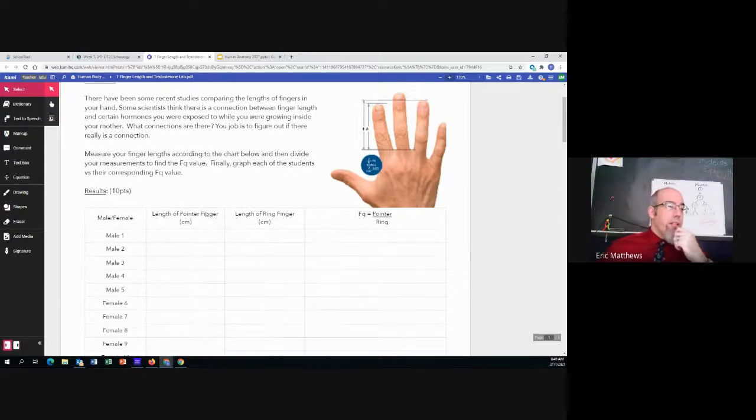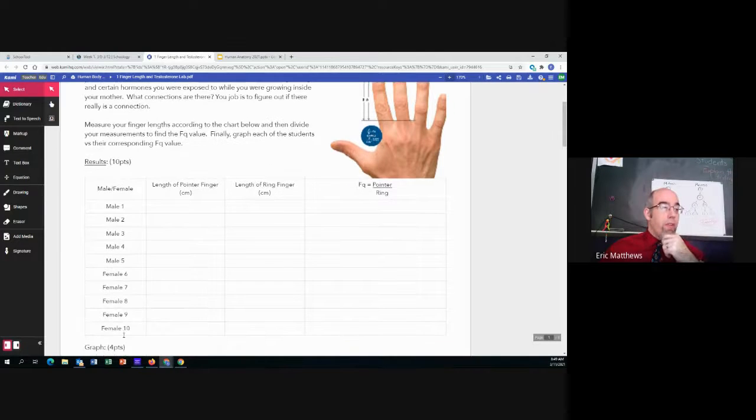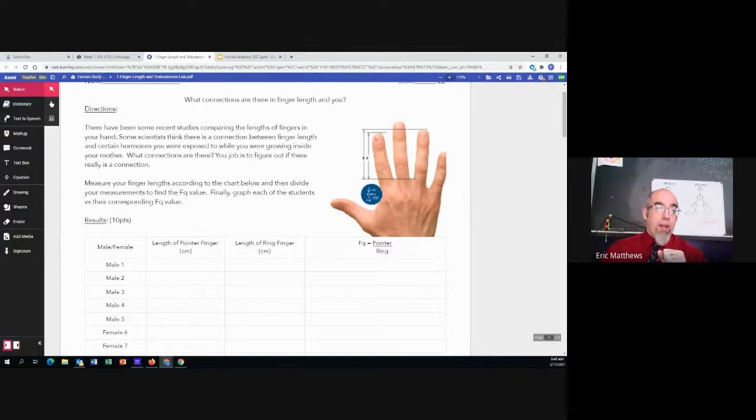What you're going to be doing is we're going to need 5 males and then 5 girls. We're going to be measuring the length of the pointer finger, the first finger, and the length of the ring finger, the third finger. I just don't have the muscle control to do that myself. And then you're going to take your pointer finger's measurement and divide it by the ring finger's measurement. You can see they have them right up here: pointer finger, ring finger.